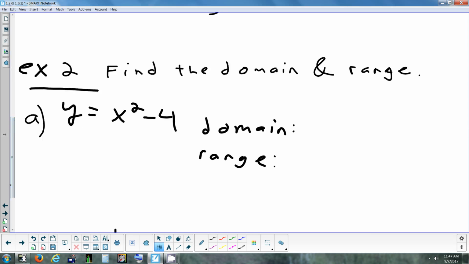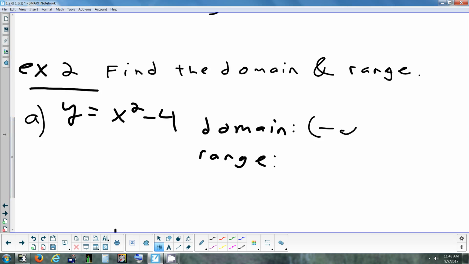All right, let's try this one. Before I graph it, what shape is an x squared function? It's a parabola. So that gives us a little bit of a hint. On the domain, what numbers are you allowed to plug in for x? What numbers are you allowed to square? All numbers. You can square negative numbers, you can square positive numbers, fractions, decimals. You can plug anything you want in for x. There's no problem at all.